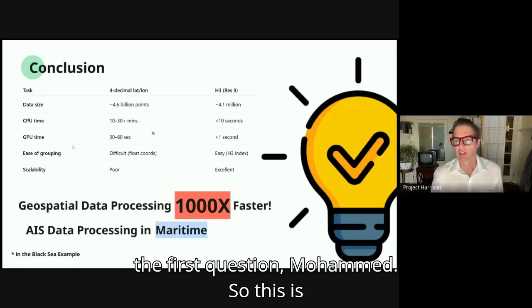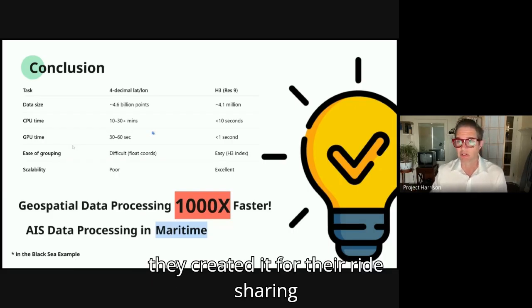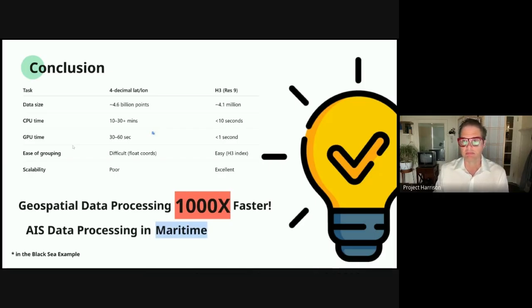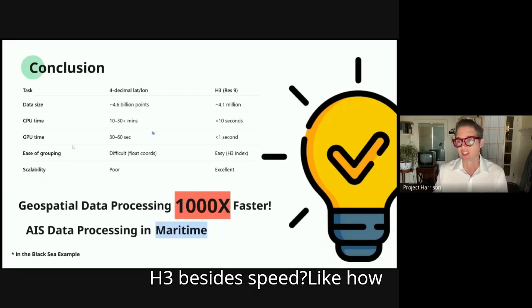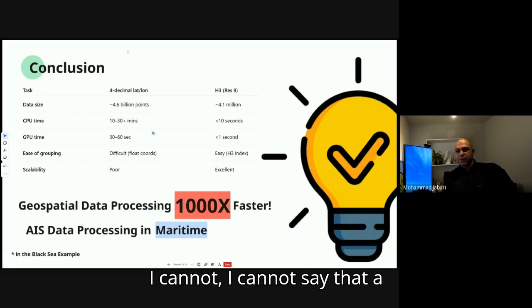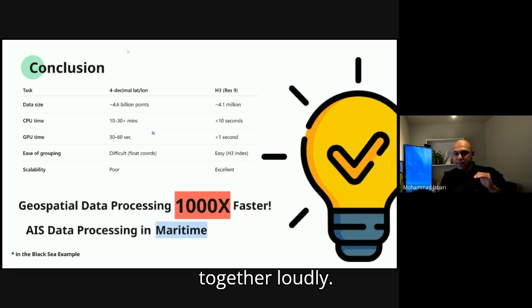I'll ask the first question, Mohammed. So this is an Uber package. I presume they created it for their ride-sharing platform. Do you know what specific use cases this H3 has, besides speed, like how is it employed at Uber? I cannot give a specific answer, but we can think together loudly.